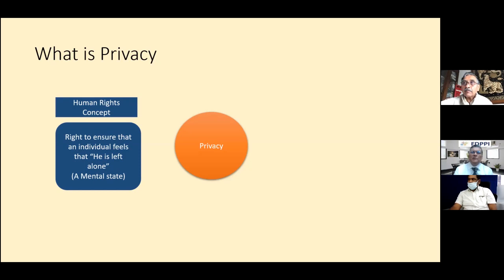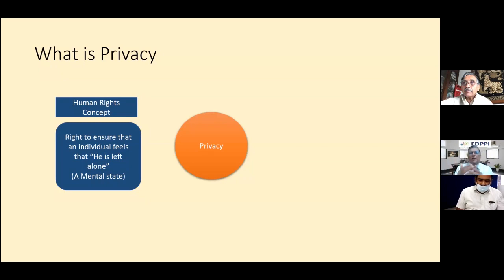Finally, privacy always comes down, in terms of human rights concepts, to a right to ensure that a person feels that he is left alone. What do we mean by a person feeling he is left alone? It is his mental state of mind. It is not necessarily a physical thing. A person may be amidst a crowd, but he may still feel that he is left alone because nobody around him knows who he is. So whatever he does is entirely his prerogative. Whereas if he is in front of people who know him, who have a certain expectation of that particular person, then he feels that whatever he does will create an opinion about himself with others, and therefore he becomes conscious and does not feel that he is left alone.